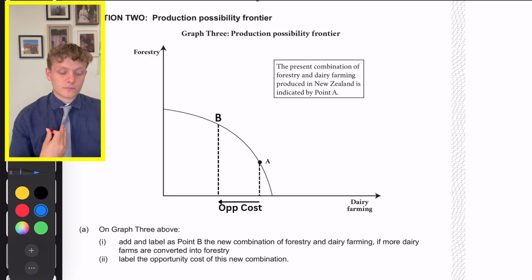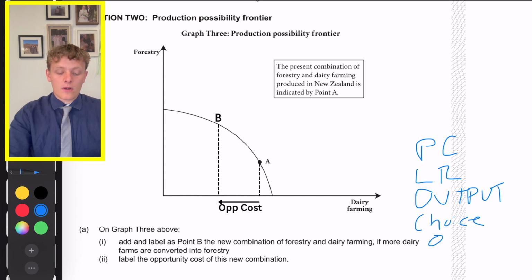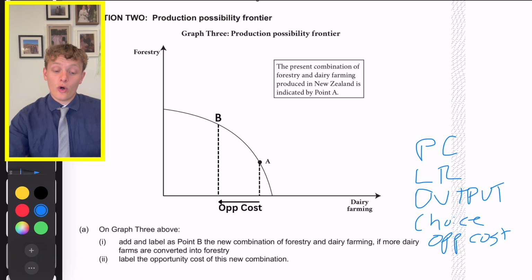To me, the first thing I think of when we talk about PPF is the words I want to include. I want to talk about productive capacity. I want to talk about limited resources. I want to talk about output. And I want to talk about choice, opportunity cost, op cost, and this gives me the opportunity to talk about all of these things.